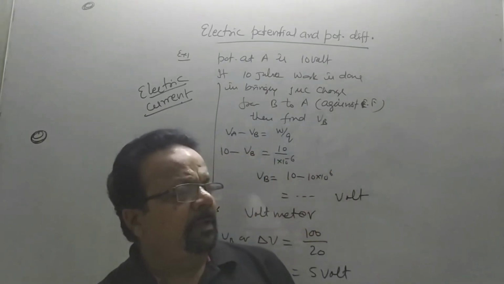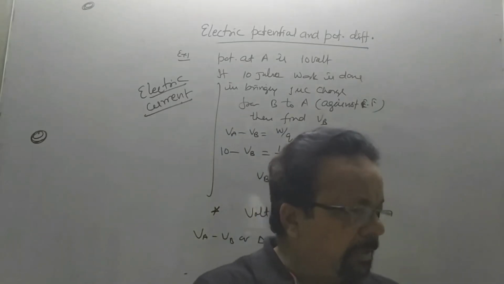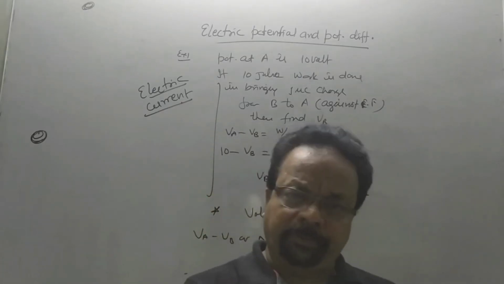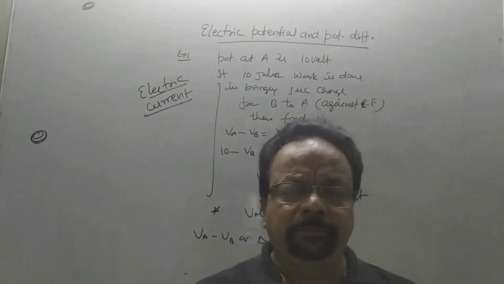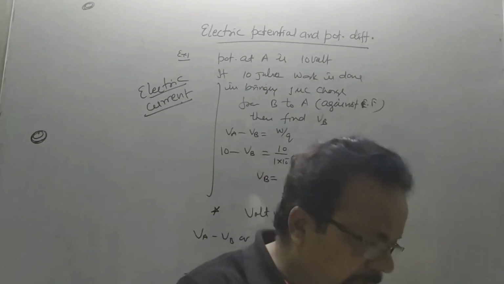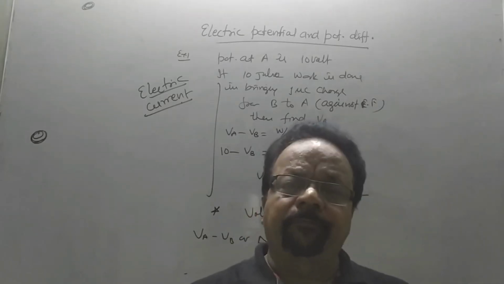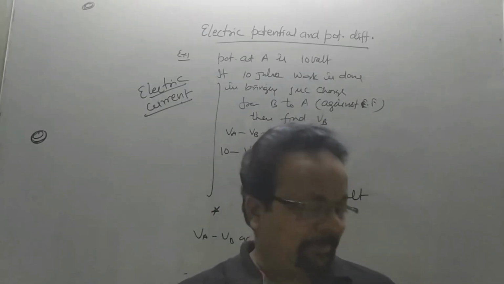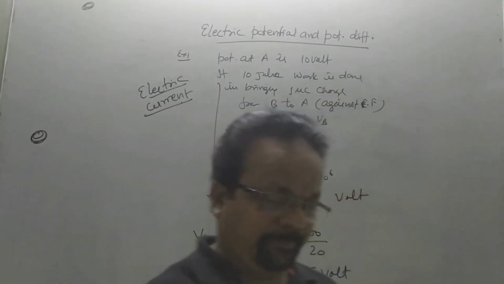For example, if some students are moving in a particular direction, then it is said to be a current of students. Some ants are moving in a particular direction, then we say current of ants. Water flows in a particular direction, this is the current of water. If charge flows in a particular direction, this is the current of charge, that is, electric current.